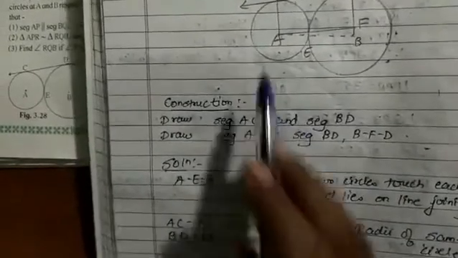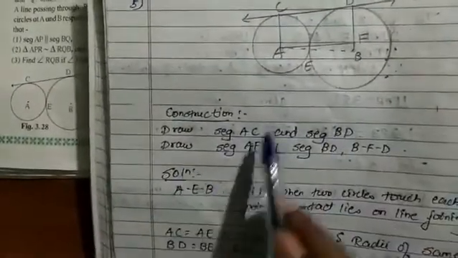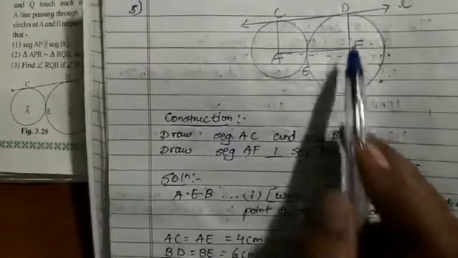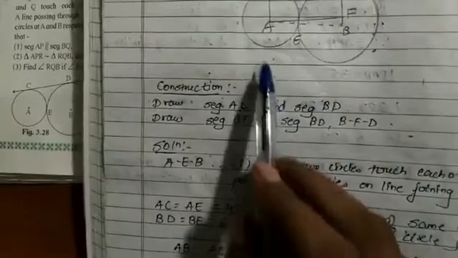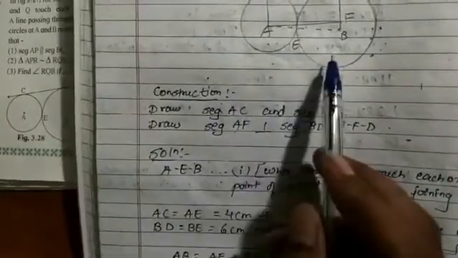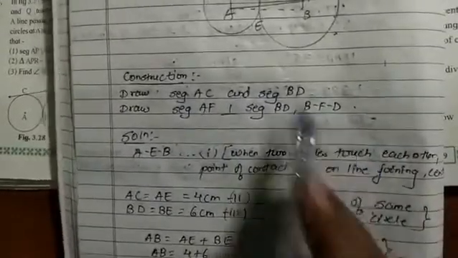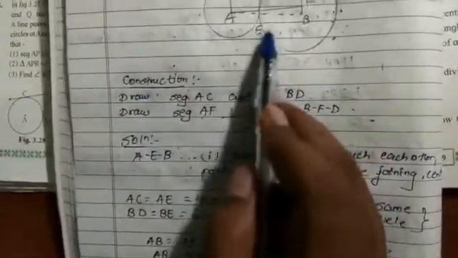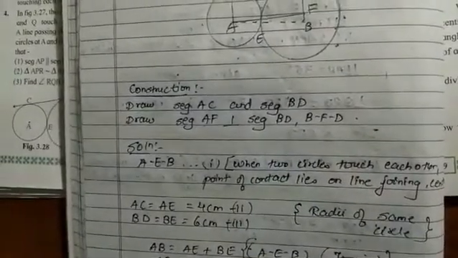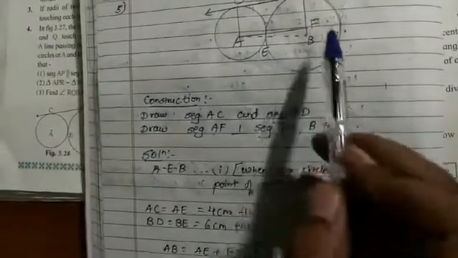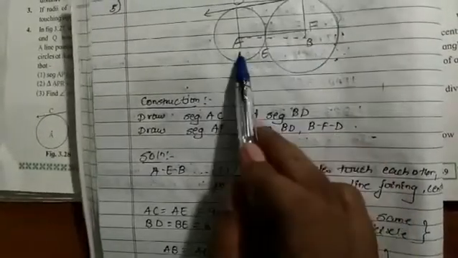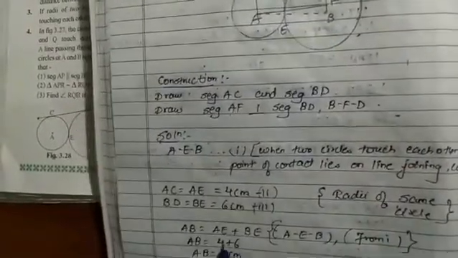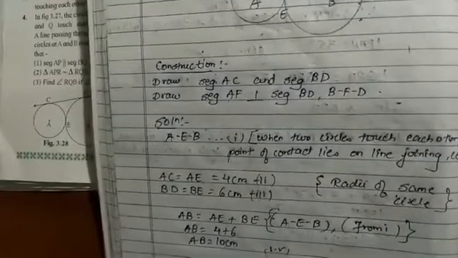We'll draw segment AC and BD, and we will draw segment AF perpendicular to segment BD, such that B, F, D are collinear. A, E, B are collinear points. When two circles touch each other, the point of contact, that is E, lies on the line joining the centers. AC equals AE equals 4, radii of the same circle. BD equals BE equals 6, radii of the same circle. But what is AB? AE plus BE means 4 plus 6, so we get 10.